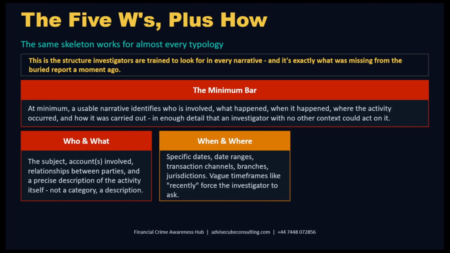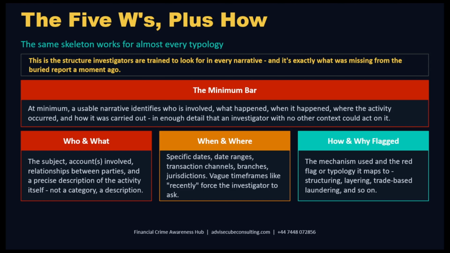Specific dates, specific date ranges, transaction channels, branches, jurisdiction. Vague time frames like "recently" or "over the past few months" force investigators to ask questions your narrative should have already answered. Next, how and why it is flagged. So the mechanism used and the red flag or typology it maps to: structuring, layering, trade-based money laundering, name it, and explain why this activity does not fit the customer's expected profile. Let's see further details in the next slide now.